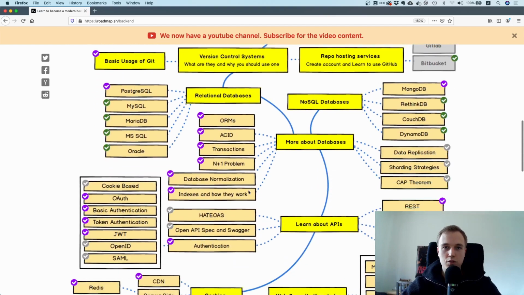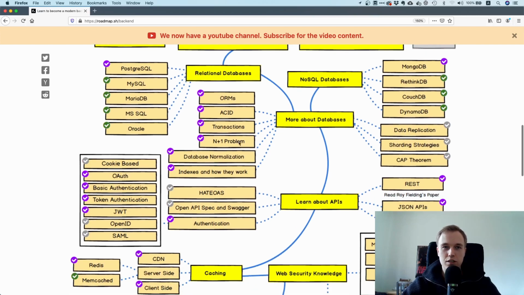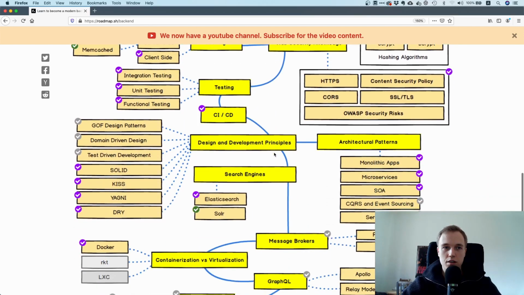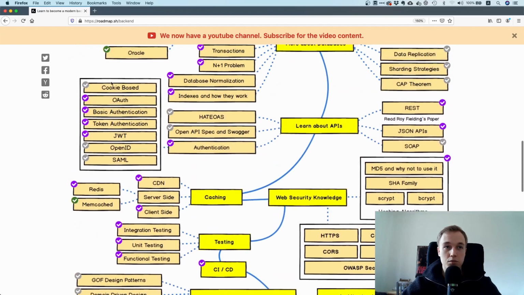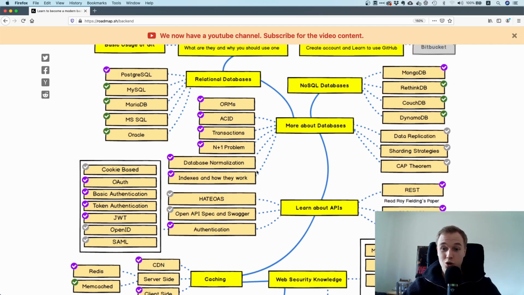So for example, we did a lot of JavaScript and Node here on this channel. We talked about Postgres. We didn't really talk about the underlying principles though, like ACID transactions, database normalization, because it's more like a theory or the underlying theory. But we talked a lot about authentication here. So we did basic authentication, we did token authentication, we did JSON web tokens. We also did cookie-based authentication. So on that side, we're pretty good. And so as you can see, we covered a few of these things, but there's so much more.